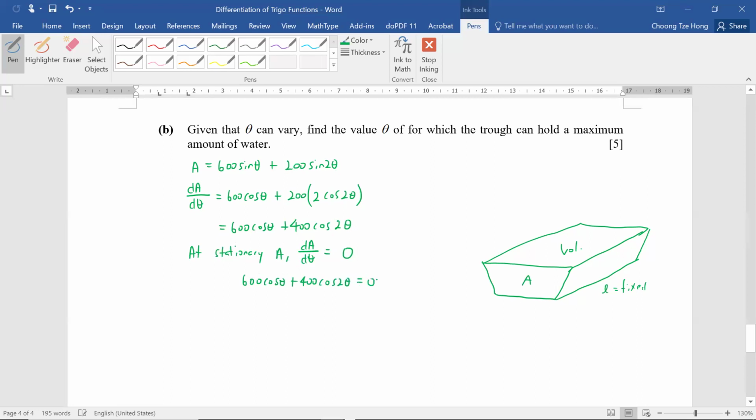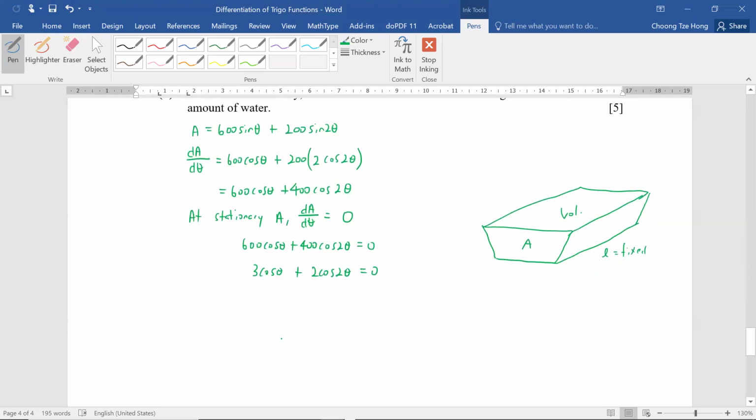Then let's simplify the numbers first. 600, 400, we can divide throughout by 200. Let's make the numbers smaller first. So you'll get 3 cosine theta plus 2 cosine 2 theta equals 0. So over here you have a trigo equation whereby there's a double angle as well as a single angle.